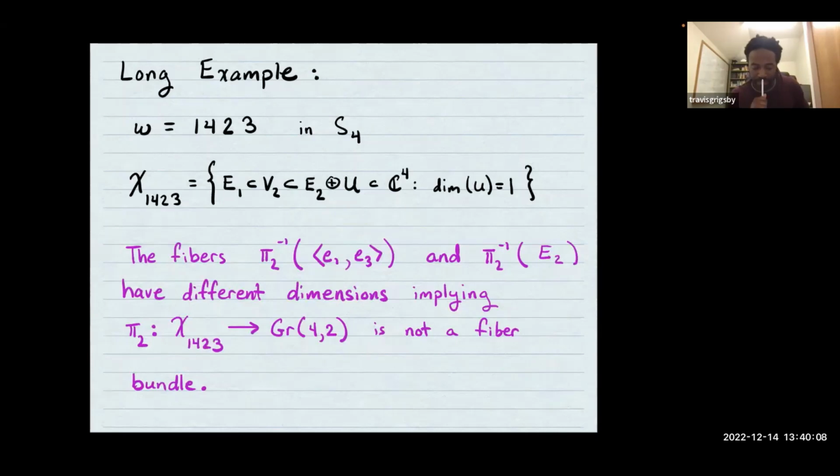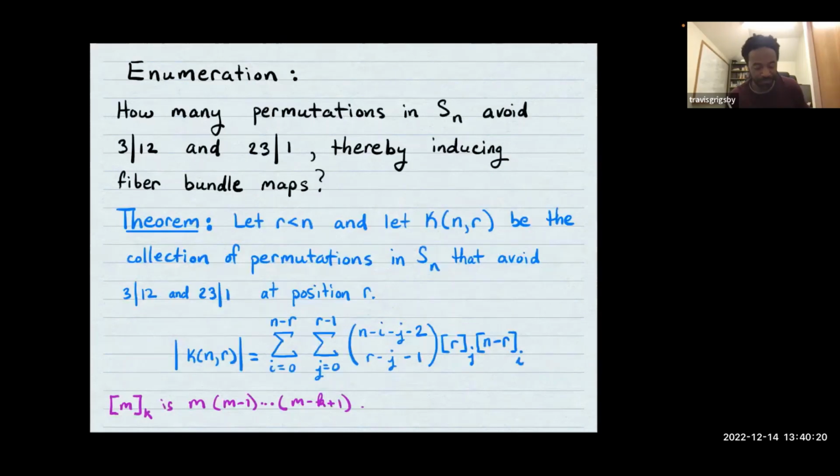Okay, so this map failed to be a fiber bundle, and that is because the indexing permutation contained the pattern 3 split 1 2. So one of the things you can do is you might be curious, this is combinatorics, so you might be curious as to how many permutations in S_n avoid those two split patterns. There's this summation formula. These symbols here are just the following factorial.